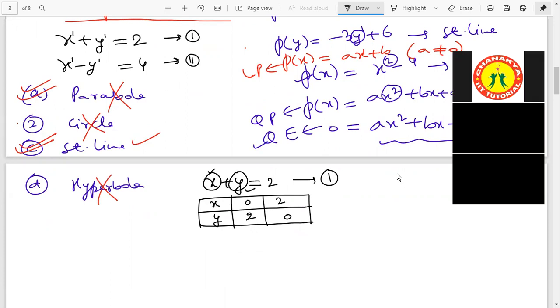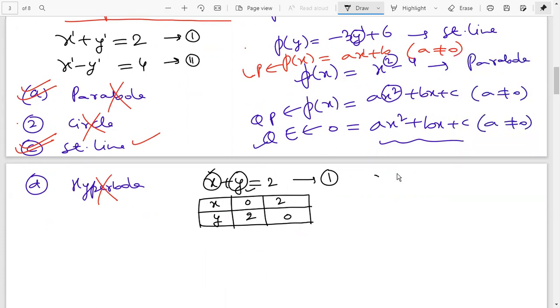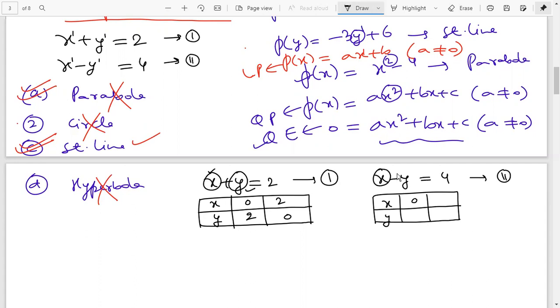Now we have the second equation, that is x minus y equal to 4. So this is the second equation. So how can we take x and y values? Same method again. First we will take x value. Let us take x value as 0. So if you take x value 0, this will be 0. So minus y is equal to 4. So y will be equal to minus 4.